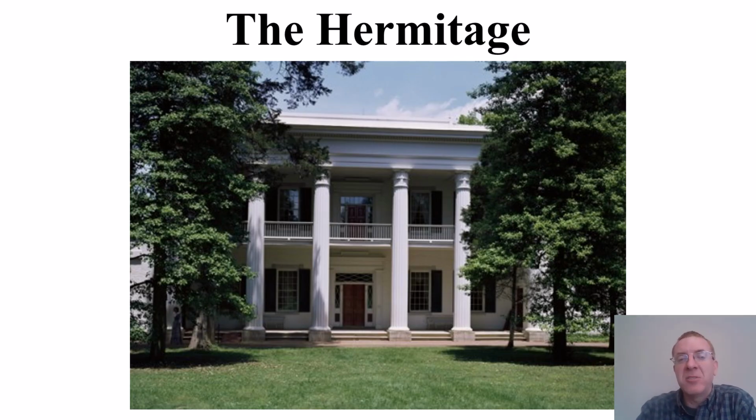That is the Hermitage. That is Andrew Jackson's plantation, a very handsome plantation house. And so therefore, you can see how he had derived a great deal of wealth as a slave owner. And he had a reputation of being a very cruel slave owner.